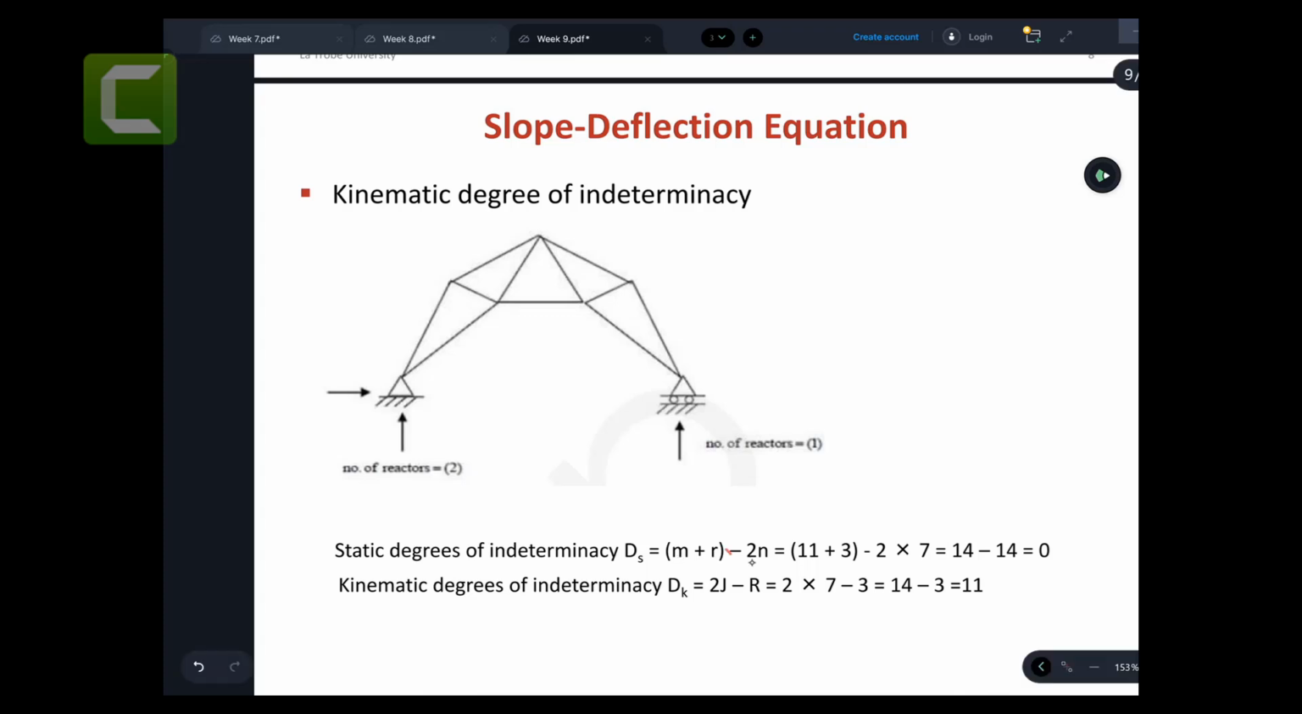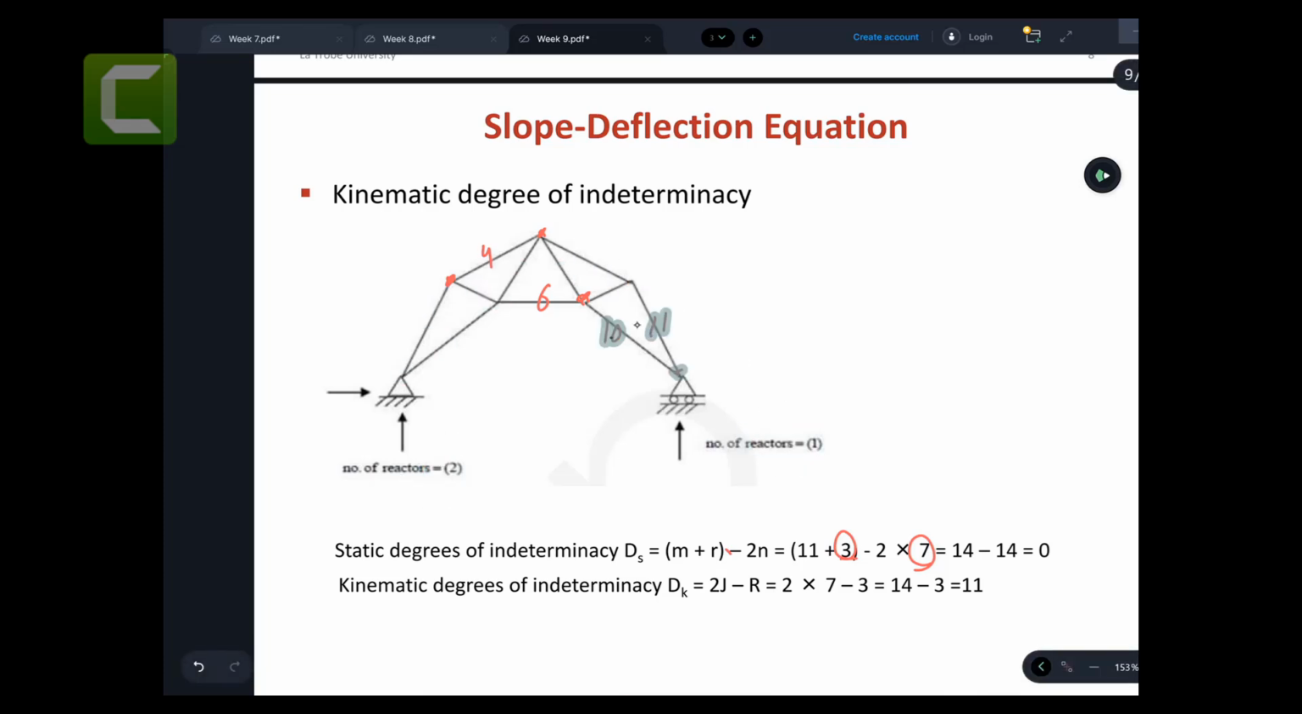3m plus r minus 3n, which is how many members? You get 1, 2, 3, 4, 5, 6, 7, 8, 9, 10, and 11 members. So 11 plus how many reactions? A pin has 2 reactions, a roller has 1 reaction. So 3 reactions. How many joints? 1, 2, 3, 4, 5, 6, and 7 joints. So 14 take away 14 is 0. So the static indeterminacy is 0.